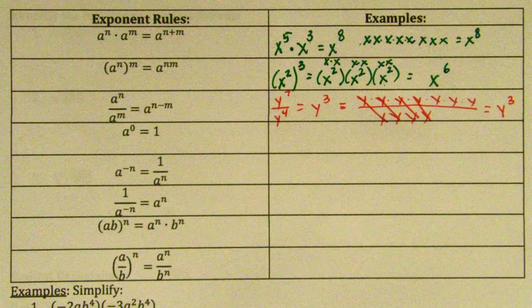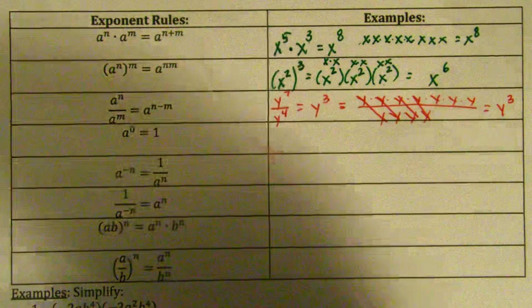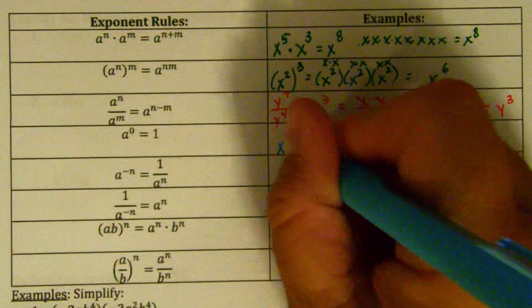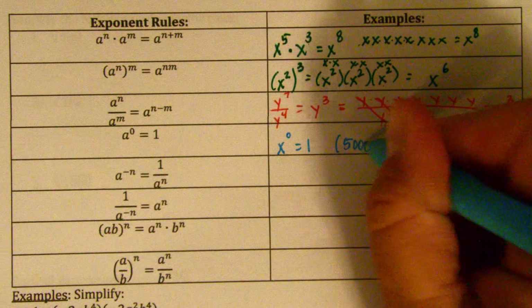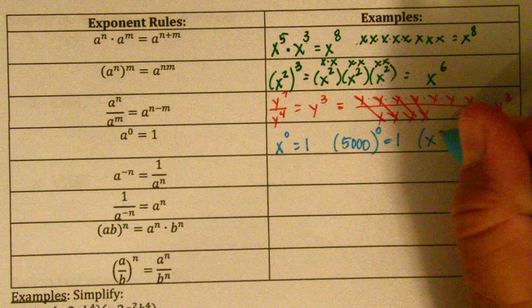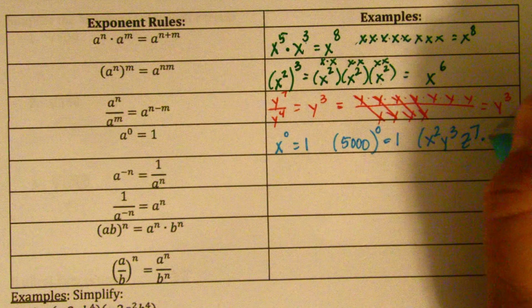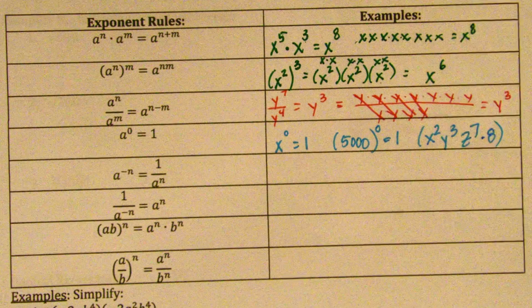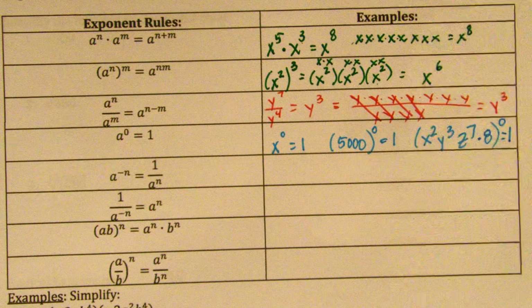Now, everybody's favorite exponent rule is a to the 0 power equals 1. That means anything to the 0 power is just equal to 1. I could have 5,000 to the 0 power, and that's just equal to 1. I could have x squared y cubed z to the 7th times 8, whatever I want to put in there, all to the 0 power is just equal to 1.